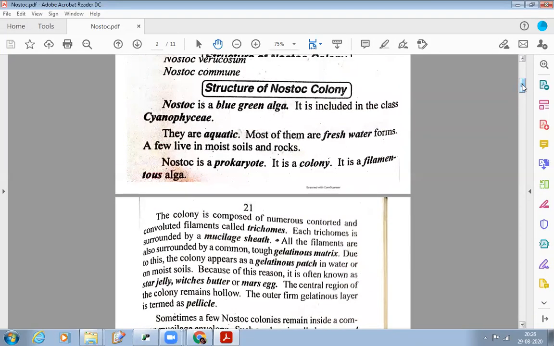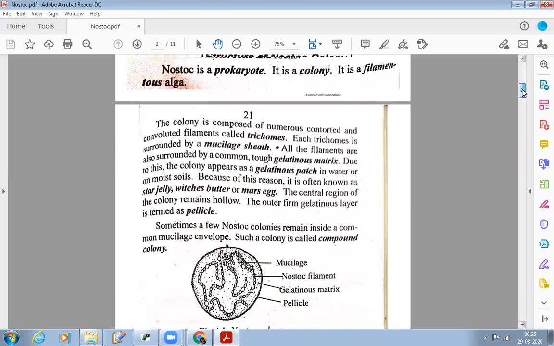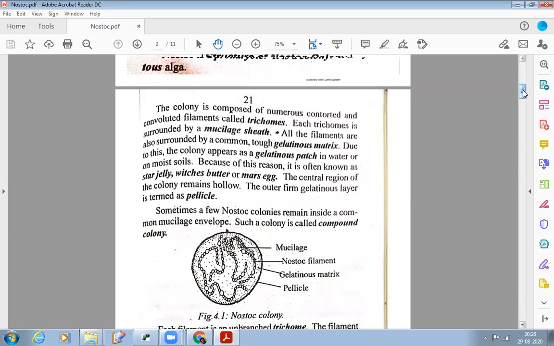So the structure of the Nostoc colony: Nostoc is a blue-green algae. It is included in the class Cyanophyceae. They are aquatic. Most of them are freshwater forms. A few live in moist soils and rocks. Nostoc is a prokaryote. It is a colony. It is a filamentous algae. A colony composed of numerous contorted and convoluted filaments, convoluted meaning almost spherical-like structures. These are called trichomes. Trichome means hair-like structure.